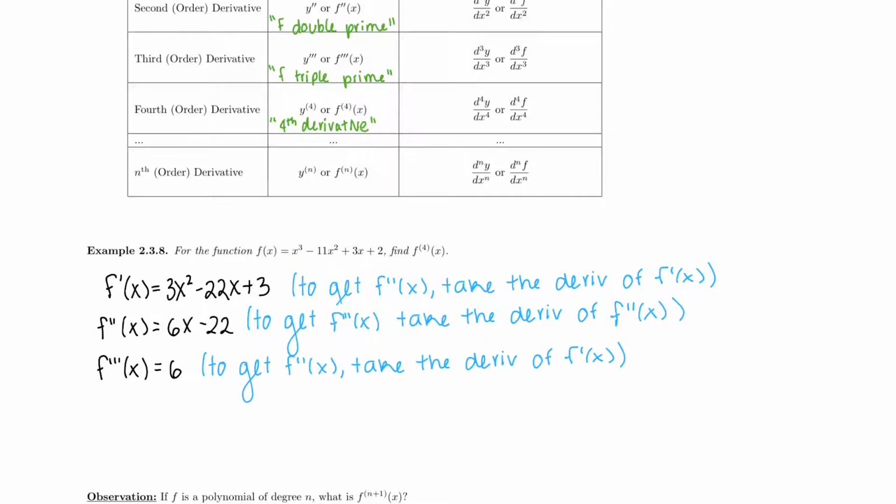Then going even further, to get the 4th derivative, you take the derivative of f triple prime. And the derivative of a constant is 0.